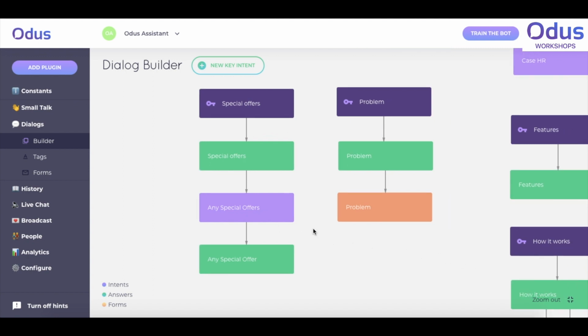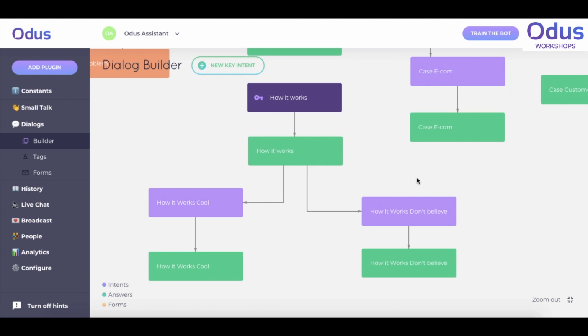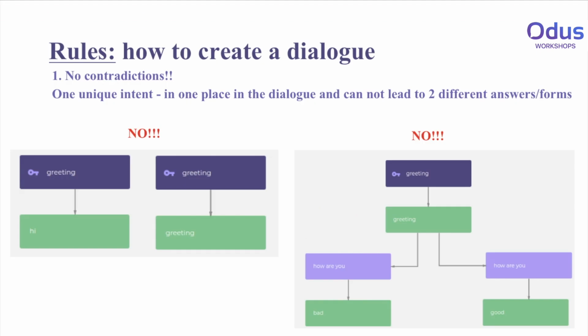This is the example of a simple non-linear dialogue. The difference between the previous dialogue is that at one point there are two options how a user can react to an answer. And now I will tell you rules how to create nonlinear dialogues and stories.